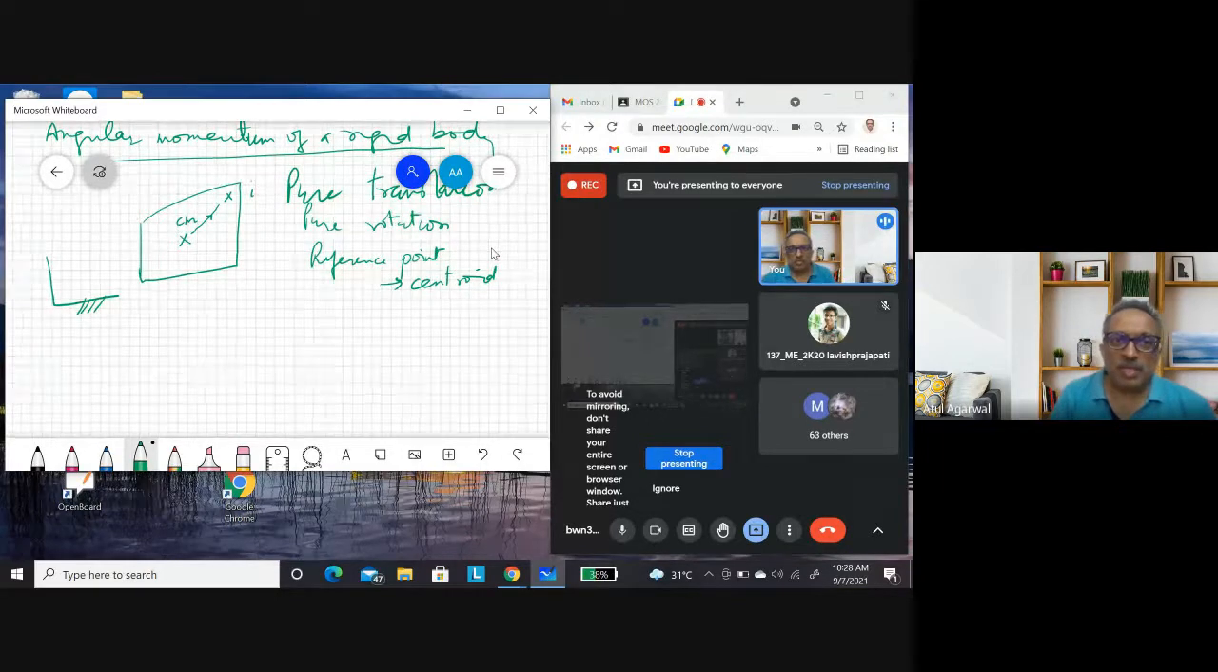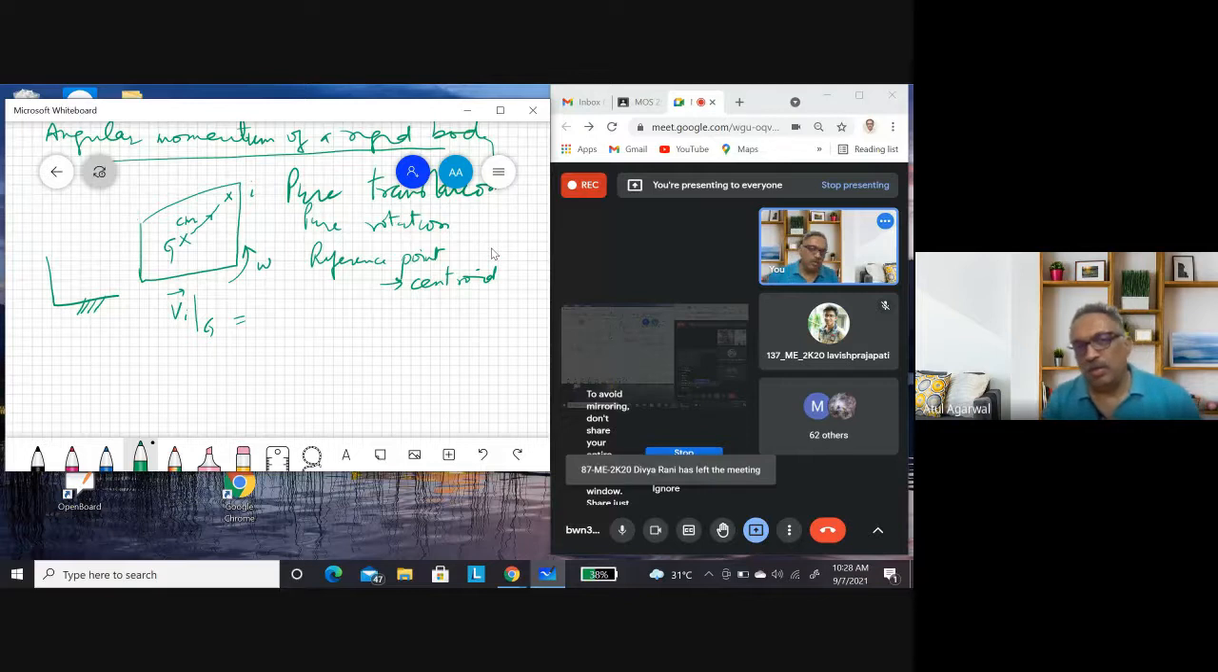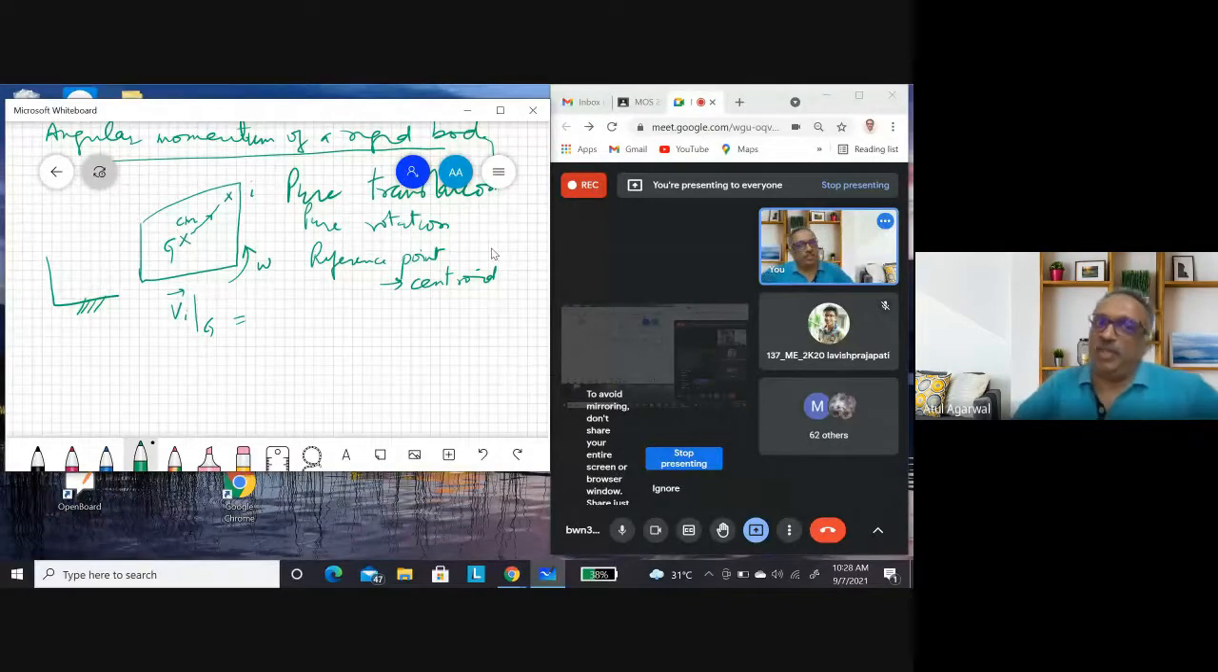So center of mass is called point G. Now velocity of point I with respect to point G will be, suppose this is the angular velocity of the body omega. Angular velocity is a free vector. One rigid body has only one angular velocity at a point of time. It doesn't depend on the choice of reference point. So this is angular velocity.